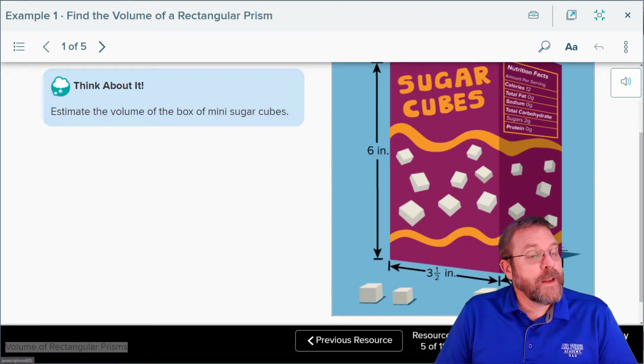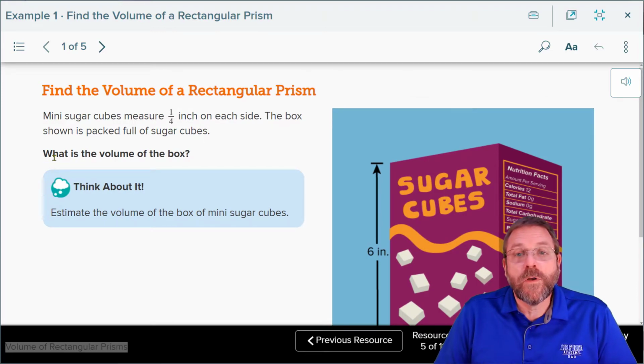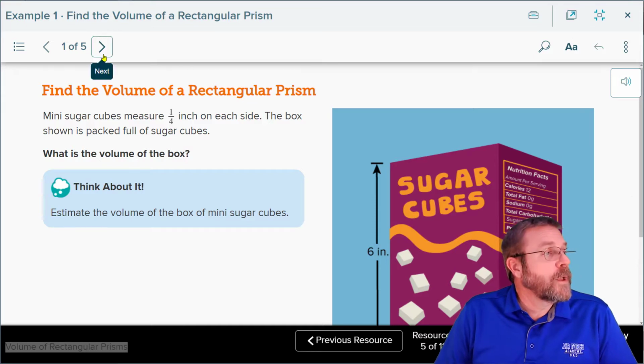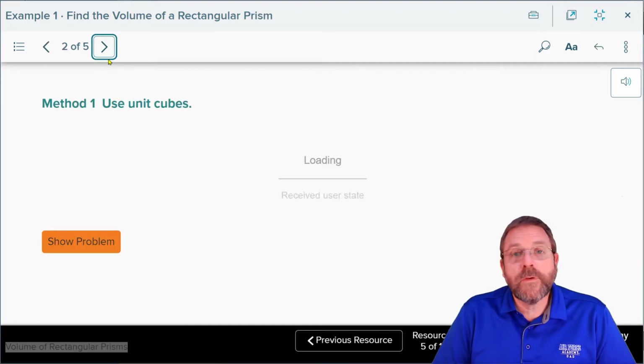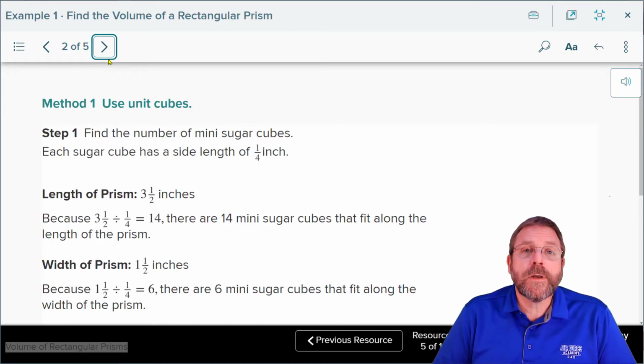So you have 3.5 inches of cubes this way, 1.5 inches of cubes that way, and 6 inches of cubes this way. And they want to know what is the volume of the box. Now I'm thinking they're probably going to be looking at both ways of doing this. The first one is method 1 that we covered in video 1, and then we'll do method 2 that we covered in video 1 as well. Method 1 we really don't like that much, but we're going to do it anyhow.